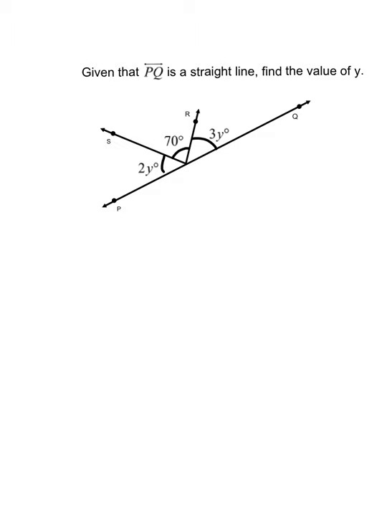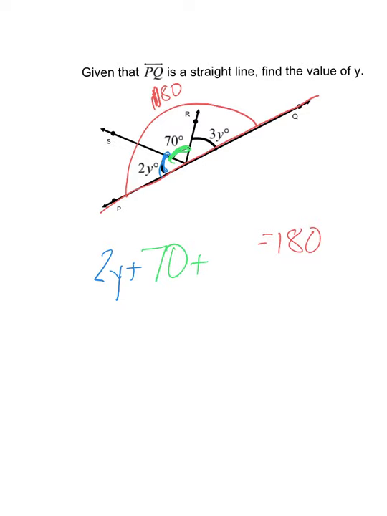All right, you guys try this one. It's just like the last one. Write an equation and then solve for the variable. Hit pause and do it yourself. Okay, so I know this is a straight line. Everything's going to add up to 180. So I'm going to put equals 180 here. Now I'm going to look at each one. This is 2y plus this here is 70. This last one is 3y. So 2y plus 70 plus 3y is equal to 180 degrees.